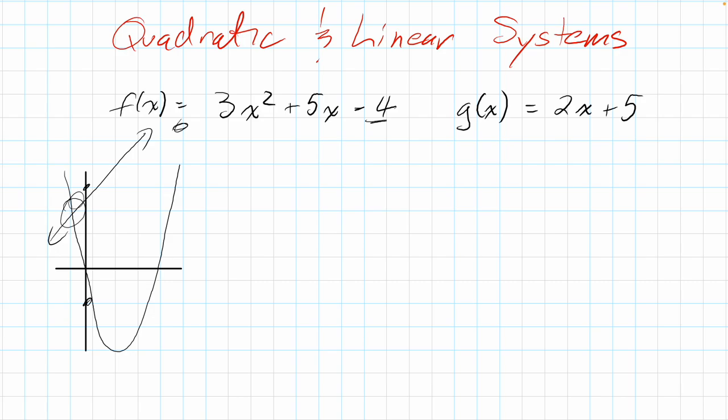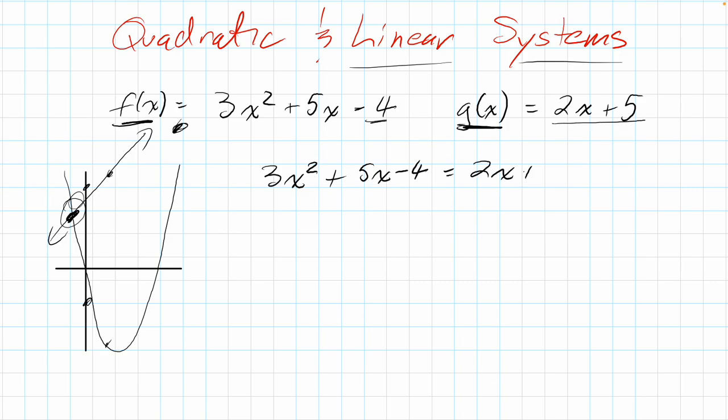So if you remember linear systems, to solve them, you set them equal to each other. So that's what we're going to start with. We're going to set these two equal to each other, because where they're equal is where their 2 points cross. All the other points aren't the same. Like here and here, those aren't the same. But where they cross each other, they're the same. So we'll take 3x squared plus 5x minus 4, and we're going to set it equal to 2x plus 5.